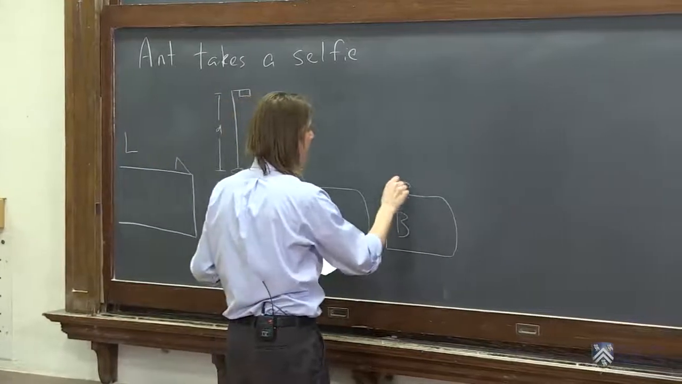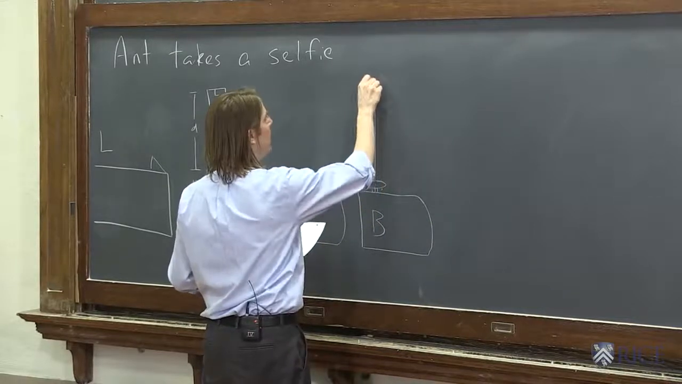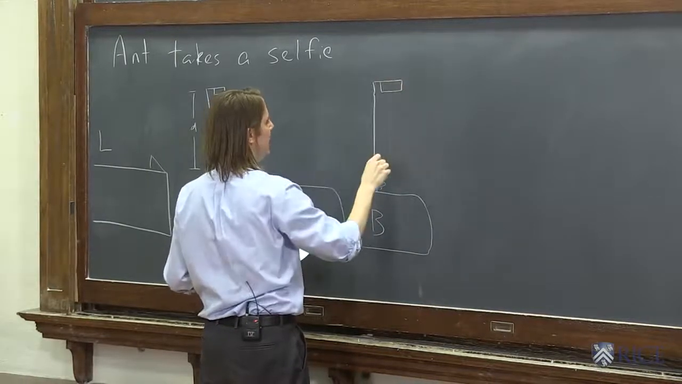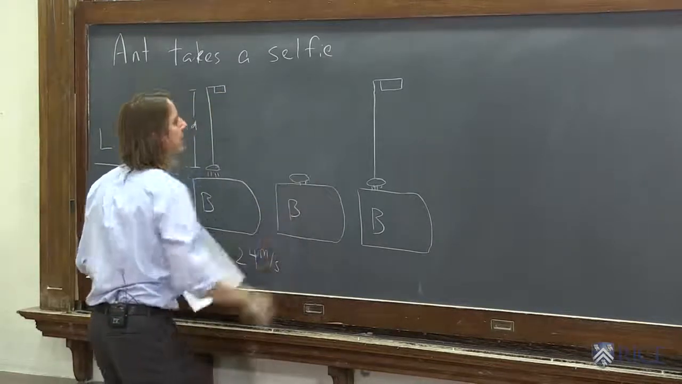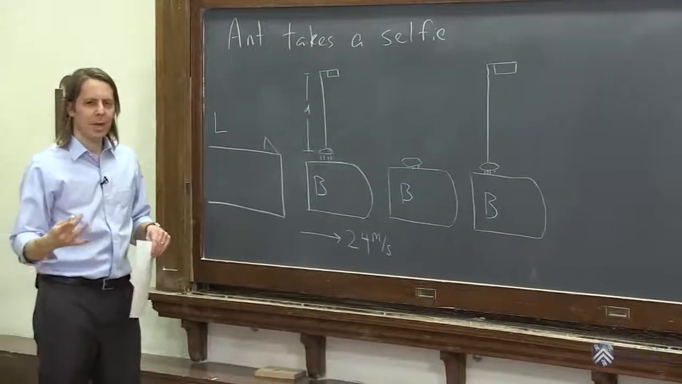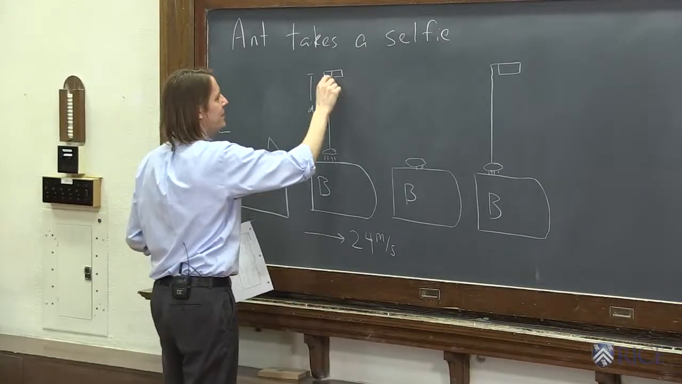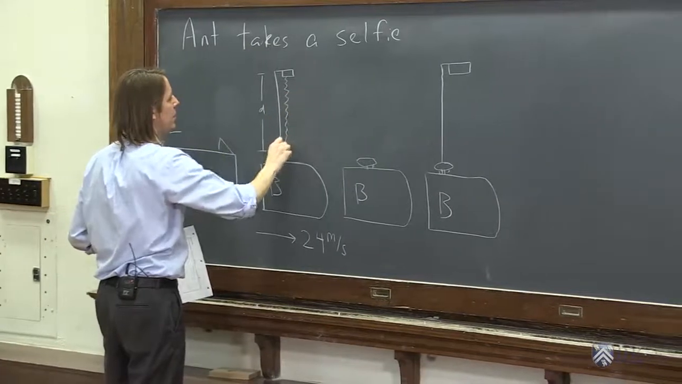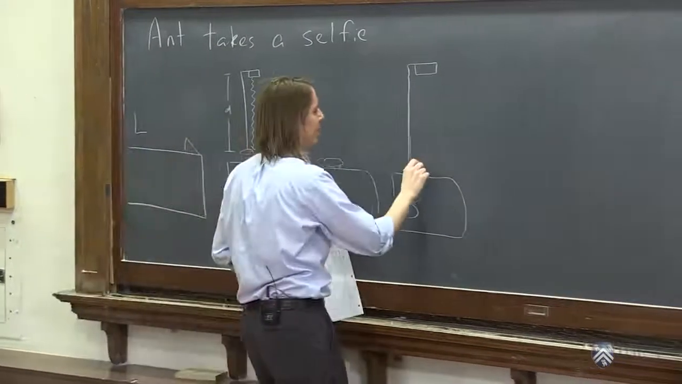And I'll go ahead and redraw the ant here with his selfie stick and his camera phone like that. And in the middle, I'll just draw the ant. We won't draw the whole thing. So what we're going to think about is what happens when he takes the picture. We know this sends out a flash of light, and that flash of light comes down like that. A little wave comes down, bounces off the ant, and then goes back up to the camera.